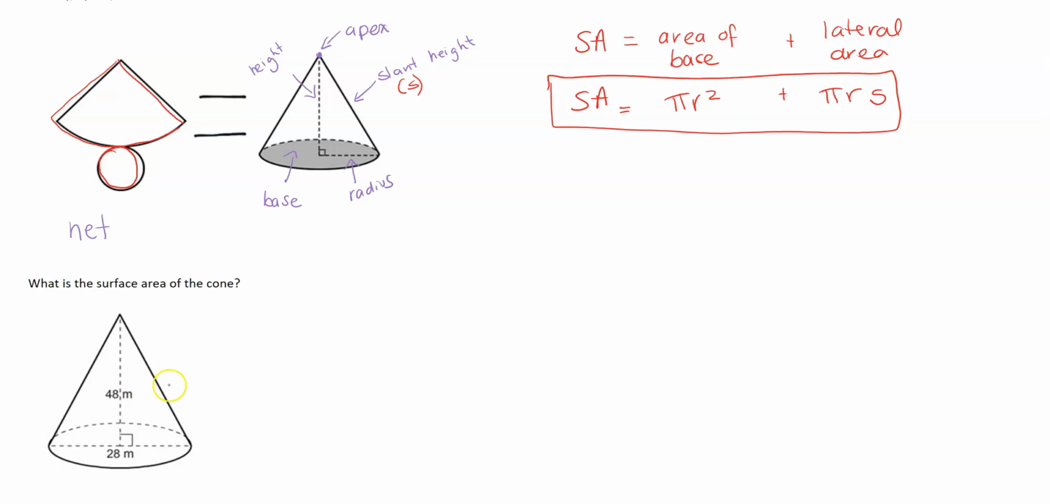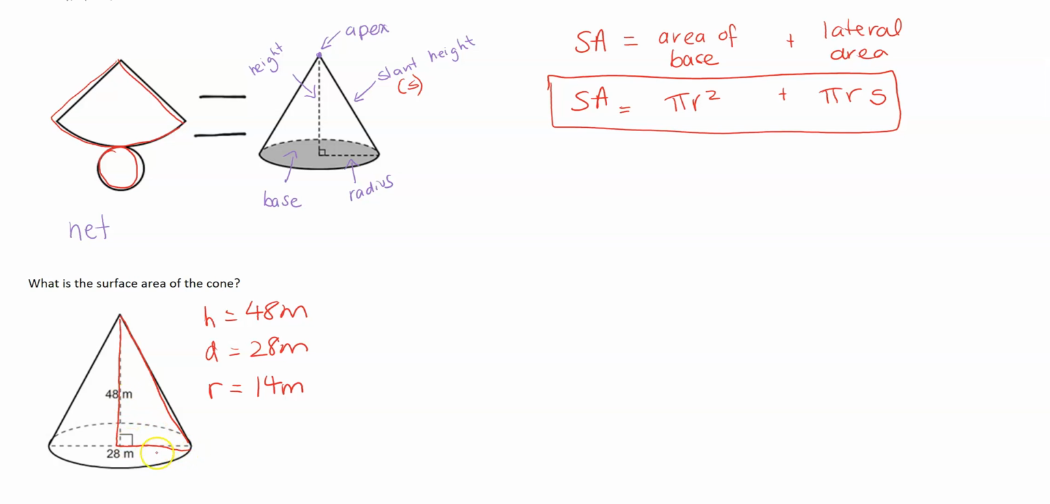So for example, I have this cone down here, and it's got a height of 48 meters. And it's got a diameter of 28 meters. That's the information that we're given here. Now, if I want to find out the surface area of the cone, I've got to do a little bit of work here, because the two variables that I need to know are the radius and the slant height. Now, the radius is pretty easy. It's just half the diameter. So that's 14 meters. But to work out the slant height, which is this here, I've got to use Pythagoras theorem.